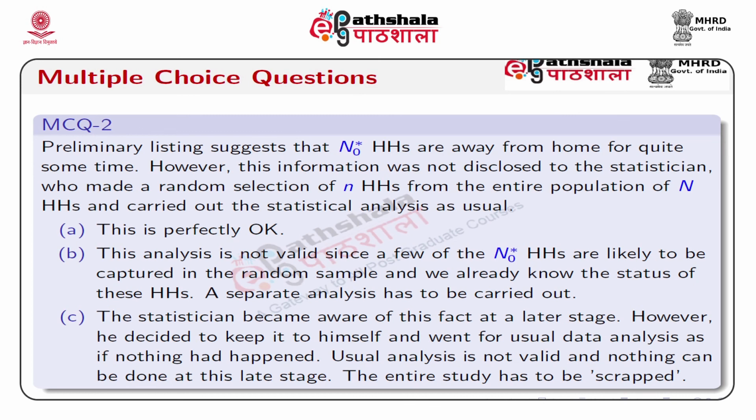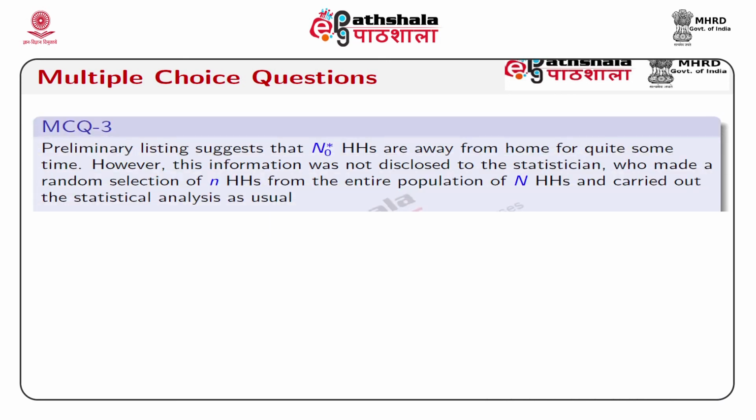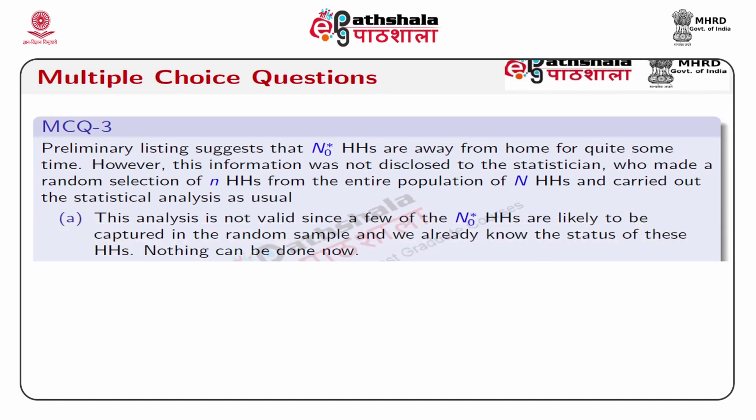Now, let us see another question, question 3. Preliminary listing suggested that n-star households are away from home for quite some time. However, this information was not disclosed to the statistician who made a random selection of small n households from the entire population and carried out the analysis. This analysis is not valid since a few of the n-star households are likely to be... Is this going to be a repeat of what we had earlier, or is it a different thing? Yeah, there must be something different here.